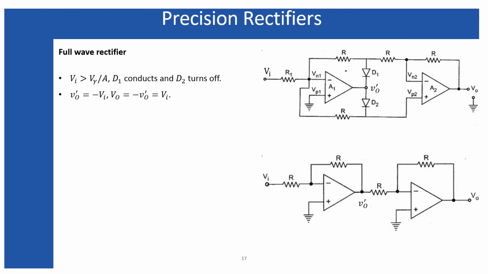Next is the full wave precision rectifier. This is the actual circuit for the full wave precision rectifier. During the positive half cycle of the input signal, since this input signal is connected with the inverting terminal, the output will have a negative voltage.